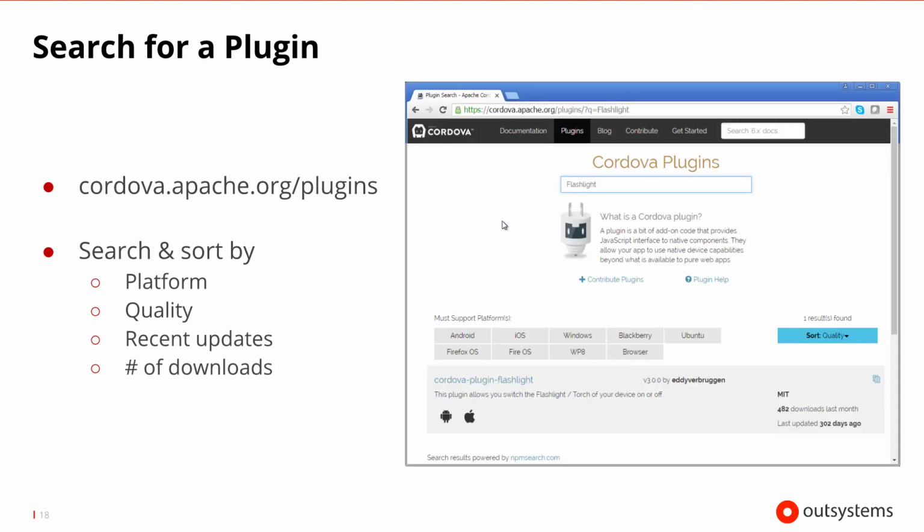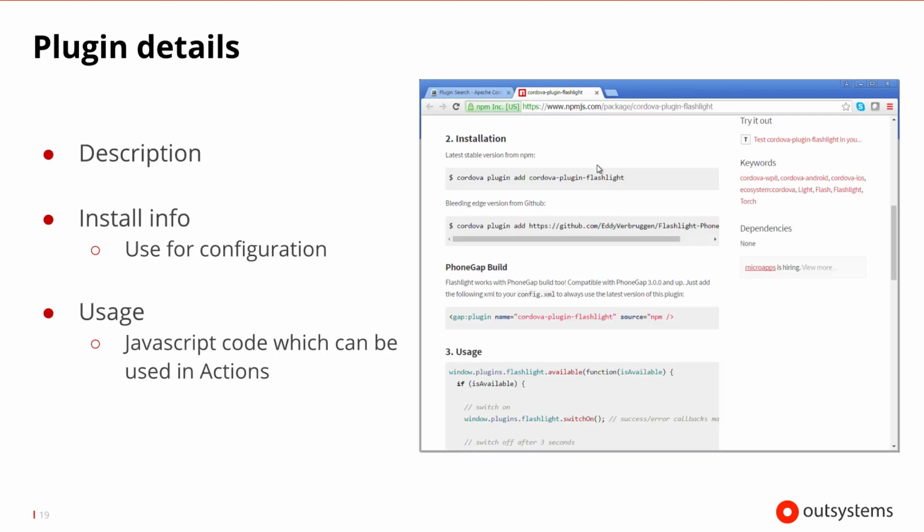So if we wanted to look for a particular type of plugin, we can go to the Cordova Apache website, search for one like maybe the flashlight plugin, and then it will give us information about the platform, the overall quality, how many times it's been downloaded, when the last time it was updated. So there's a lot of interesting information about the plugin itself.